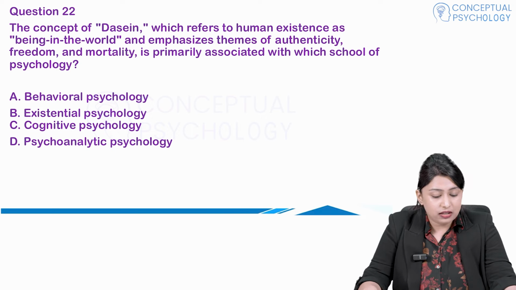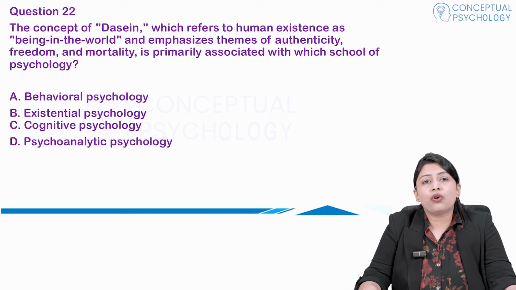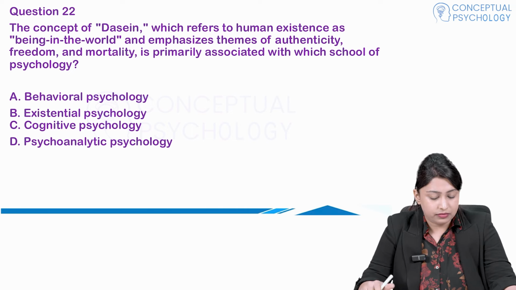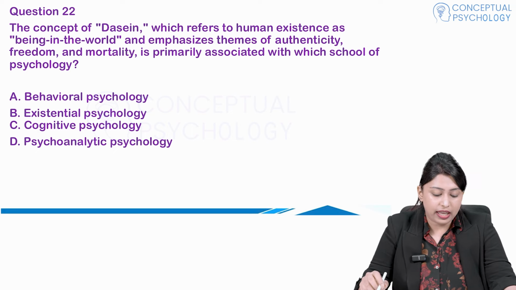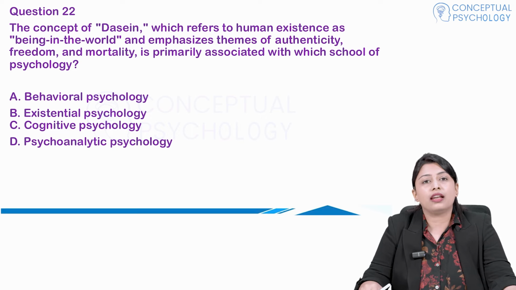So here, the concept of Dasein, which refers to human existence as being in the world and emphasizes themes of authenticity, freedom, and mortality, is primarily associated with which school of psychology? Behavioral, existential, cognitive, or psychoanalytic?